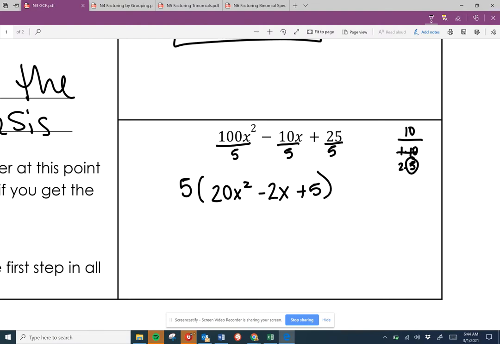Okay. Something that's important to note, when you're completely finished, you should not be able to get any additional things out of here. Like 2 and 5 are both prime and they can't divide by themselves, and 20 can, but we wouldn't be able to divide all 3 by any additional terms.